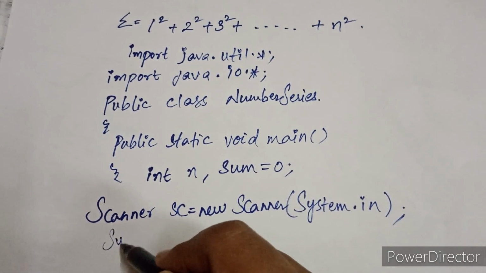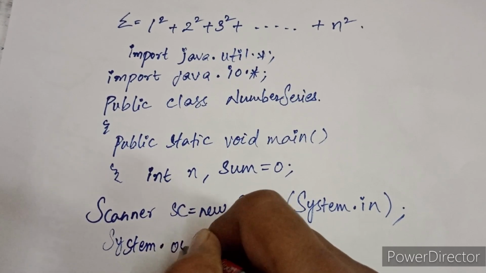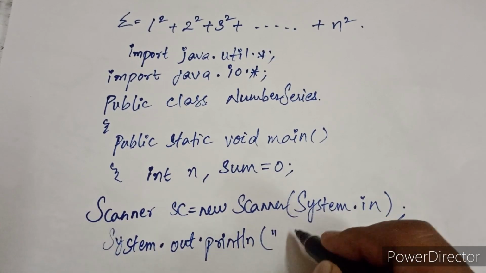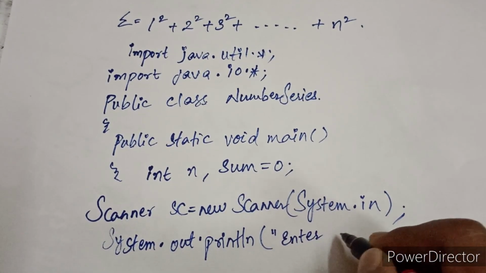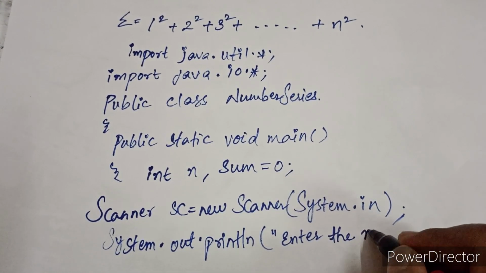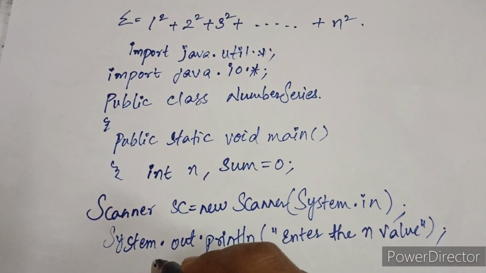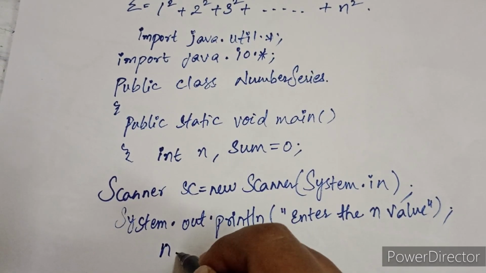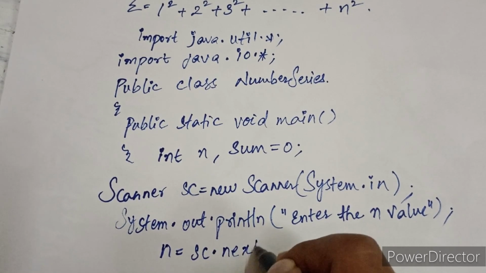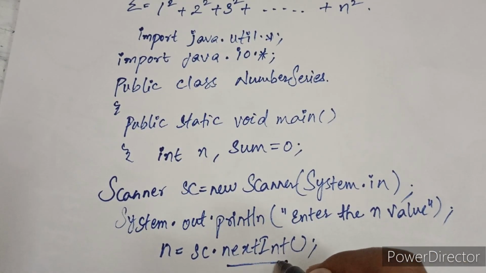Then I am asking the user, System.out.println, enter the n value. Then I assign n value, n is equal to sc.nextInt. Whenever you are inputting any integer value, you must use nextInt.